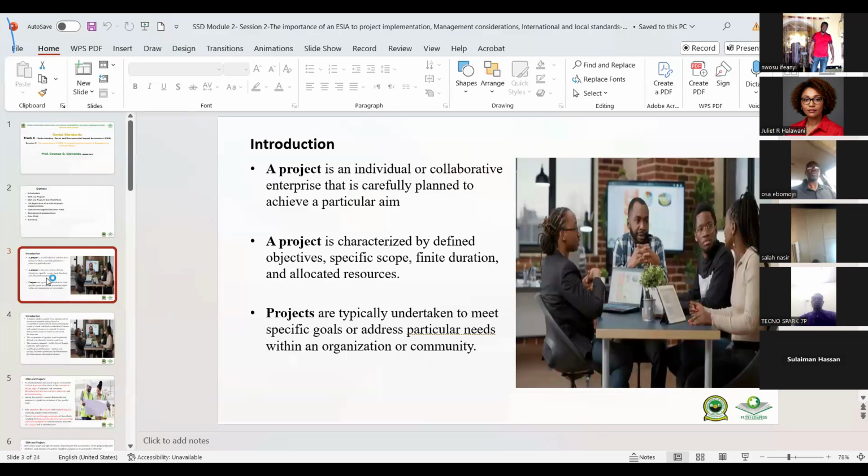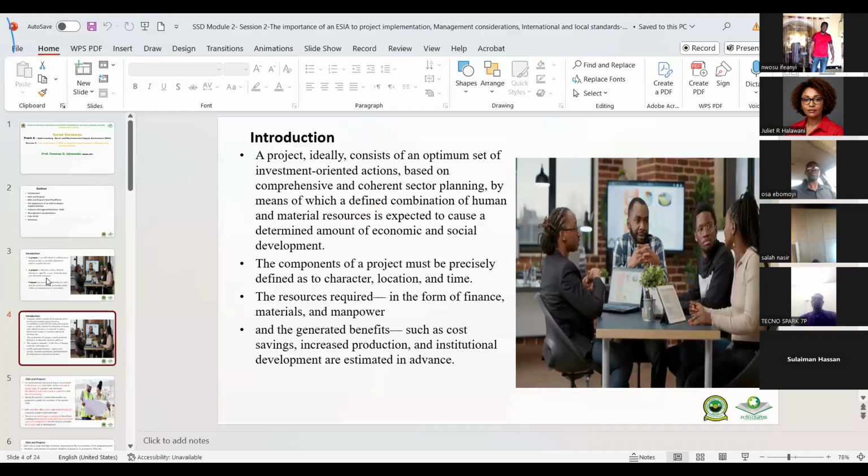That is why in submitting your ESIA, you must define. Remember when we talk about project, you say where will this project take place? Who are the beneficiaries of this project? What impact will this project have? So you address those specific objectives and go and address the particular need within an organization or community. So who are those people that this project is going to impact on?